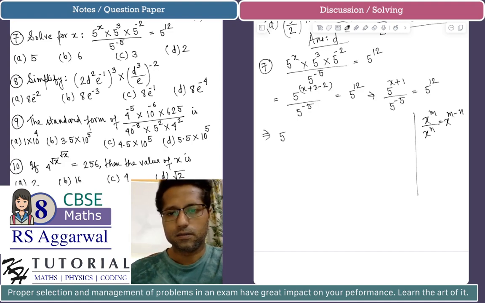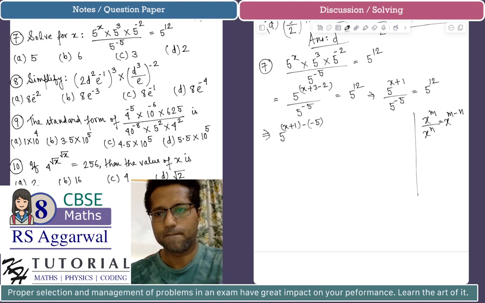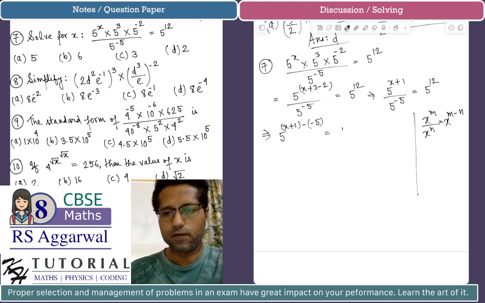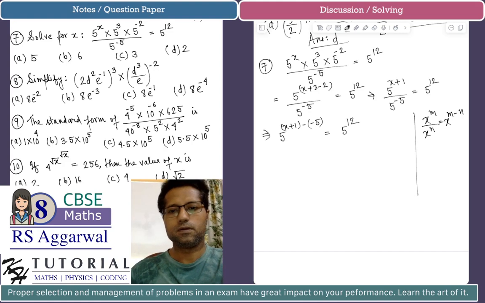We get this will be x plus 1 minus of minus 5, and this is equal to 5 raised to the power 12. So this is equal to 5 raised to the power x plus 1 plus 5, that is x plus 6 is equal to 5 raised to the power 12.